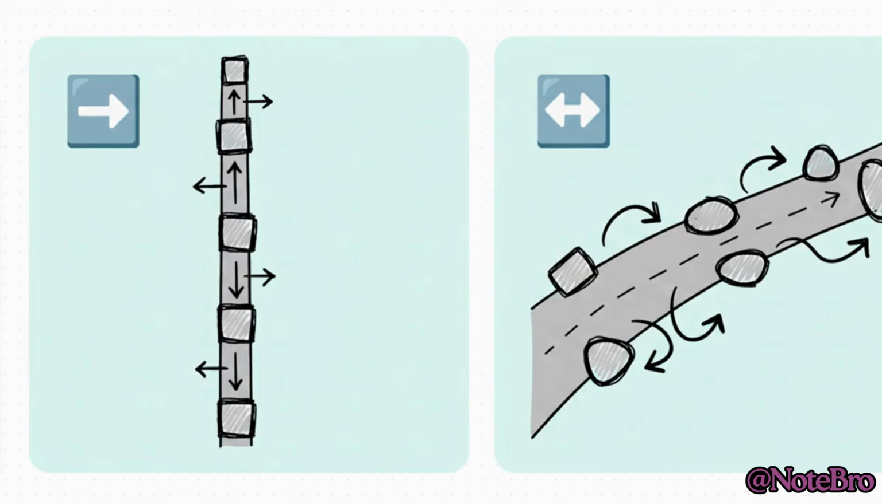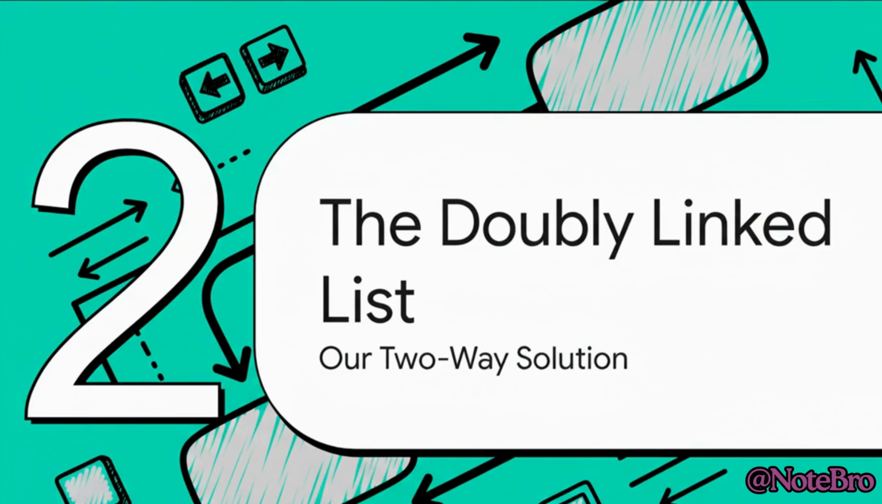Ugh. And this comparison just nails it. A singly linked list is exactly that one-way alley. You can only move forward. But the doubly linked list? That's our two-way street. It gives us the freedom to move forwards and backwards, opening up a whole new world of possibilities. And that brings us to the hero of our story today, the doubly linked list.